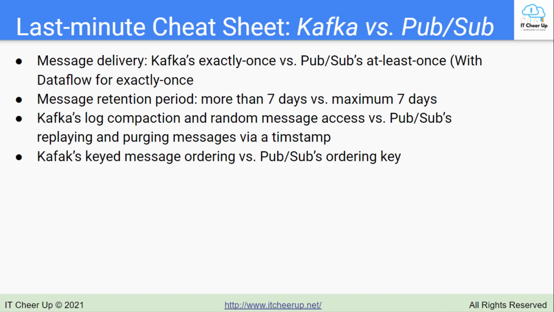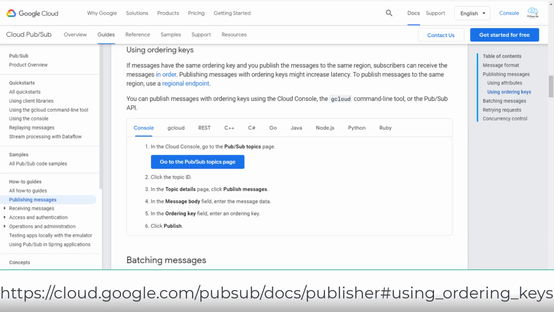The last one is on message ordering. Kafka provides keyed message ordering to promise the message ordering within a single partition of a topic. PubSub has an ordering key to guarantee the order of messages successfully published by a single publisher for the same ordering key in the same region.